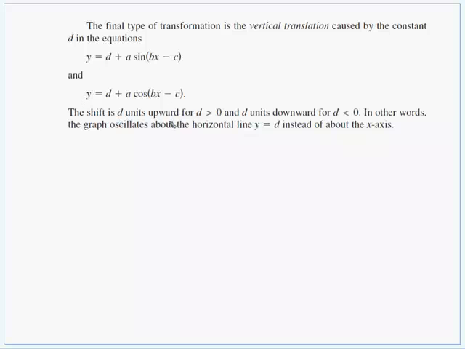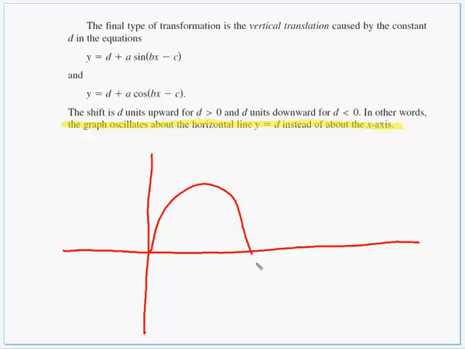So the shift is d units up if d is positive. It's d units down if d is negative. In other words, and I think this is the key right here, the graph oscillates around the horizontal line y equals d. Usually our graph oscillates around the x-axis. This number here is the new line around which our sine or cosine wave will oscillate.